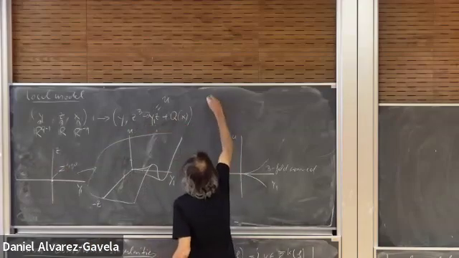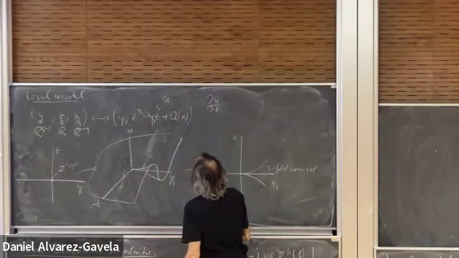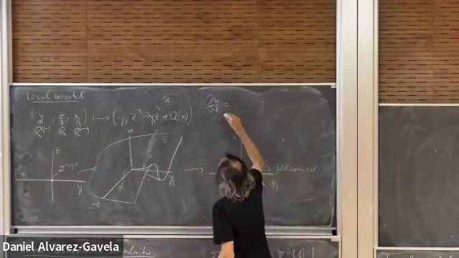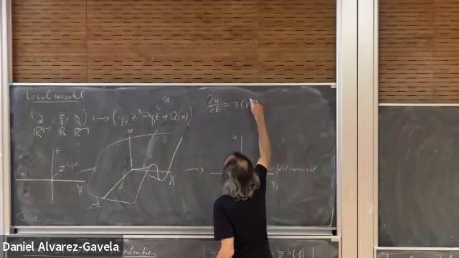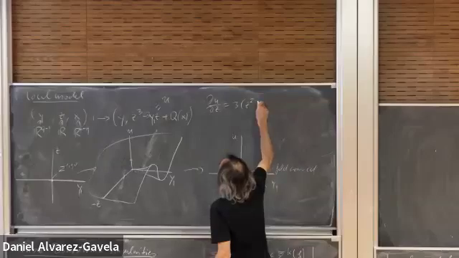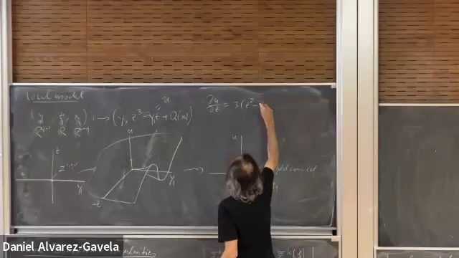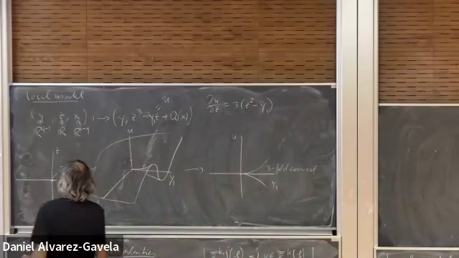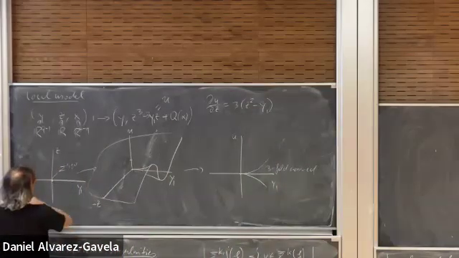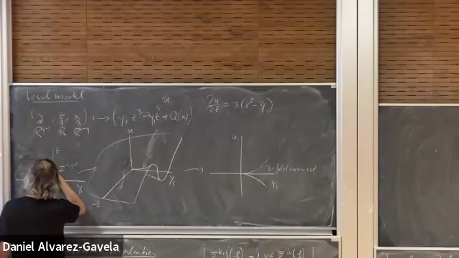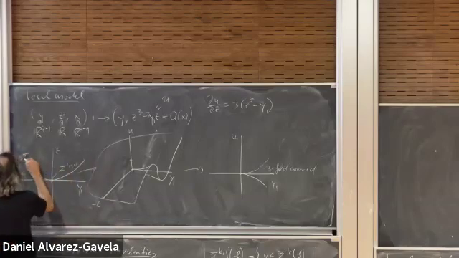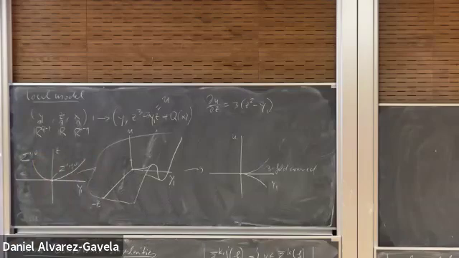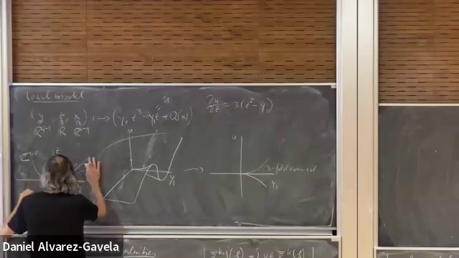So then the derivative by z is going to be 3z squared minus y, and that equal to 0 is y equals z squared. I'm sorry, that's better.